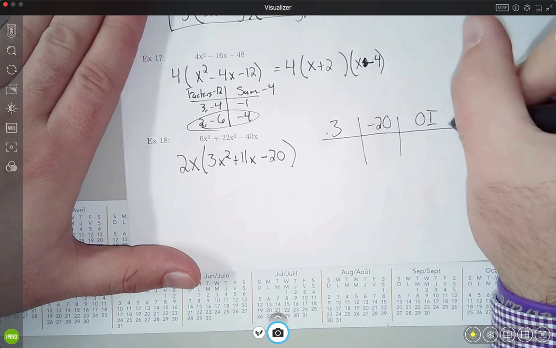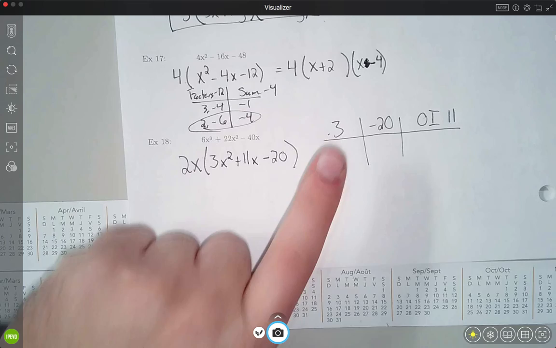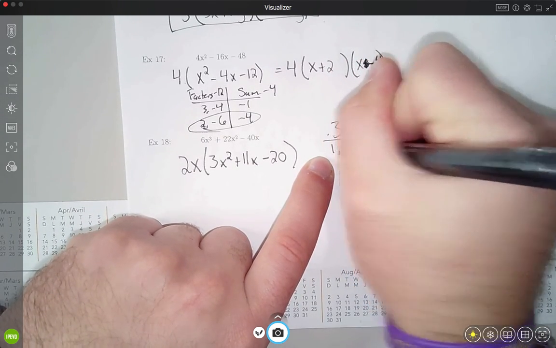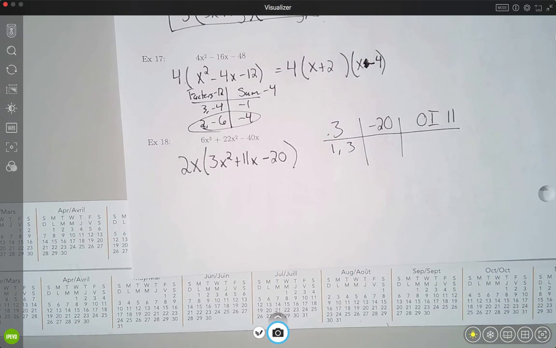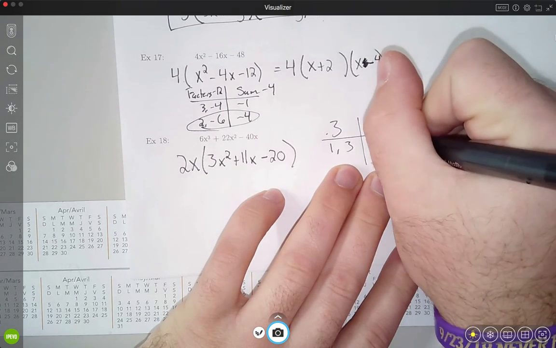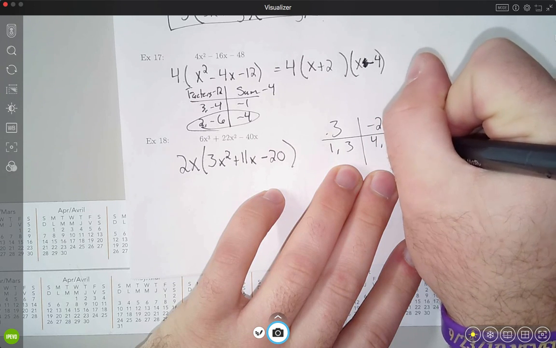So looking at 3, really all I can have is 1 and 3. Negative 20, I have a couple options there. I could do 1 and 20, 2 and 10, 4 and 5. We'll maybe start with the 4 and the 5. So we'll do 4 and 5. Let's just try, one of them needs to be a negative. We'll make the 5 a negative.